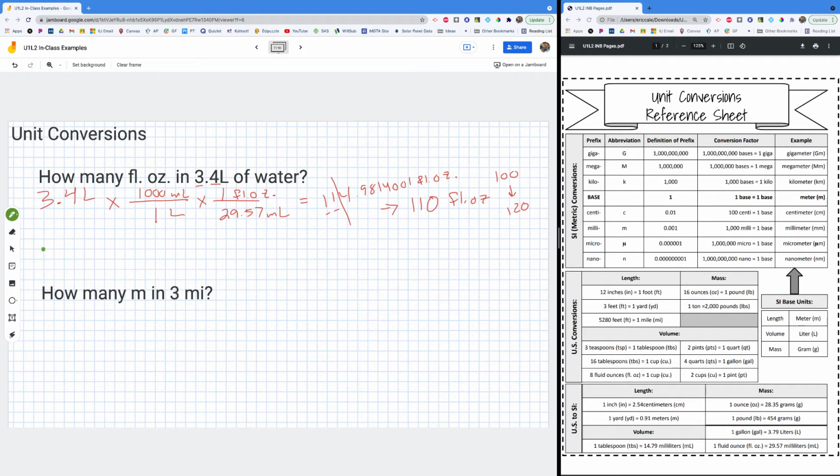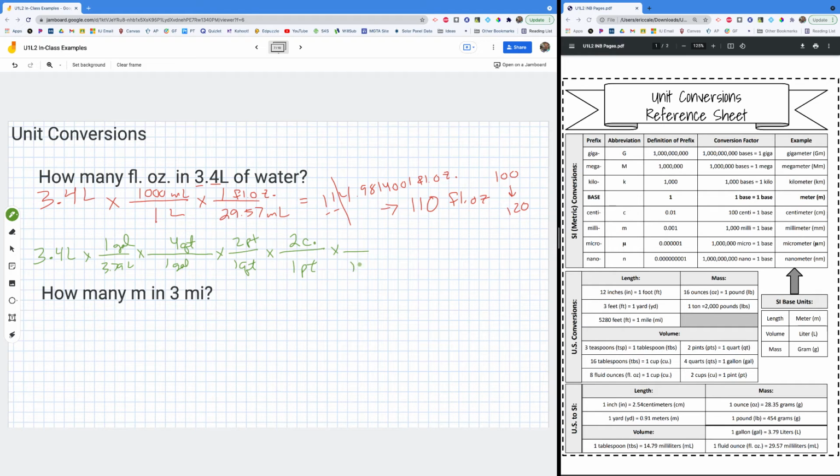If I had chosen to do liters to gallons first, we could totally do that, totally acceptable. There are 3.79 liters in 1 gallon. Says that right down here, 3.79 liters in 1 gallon. And then I can use all of these volume things here, just about all of them, to get all the way to fluid ounces. I know that in 1 gallon, there are 4 quarts. I know that in 1 quart, there are 2 pints. I know that in 1 pint, there are 2 cups.